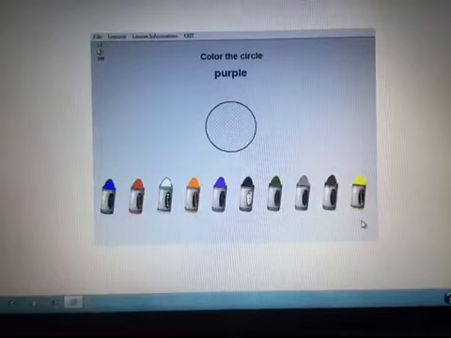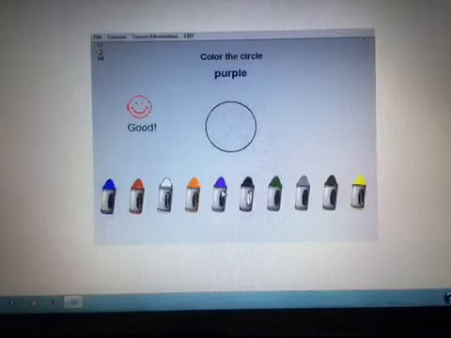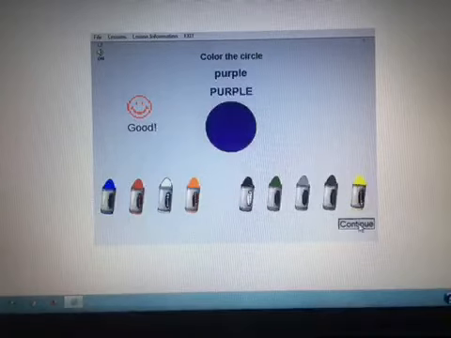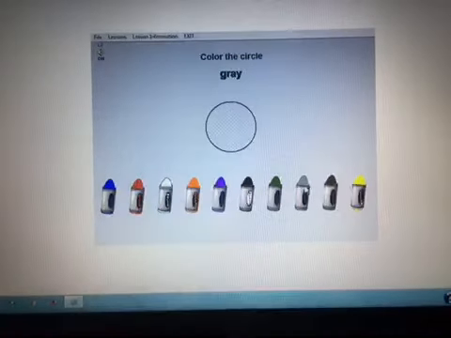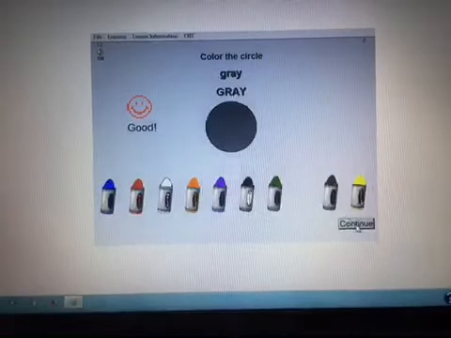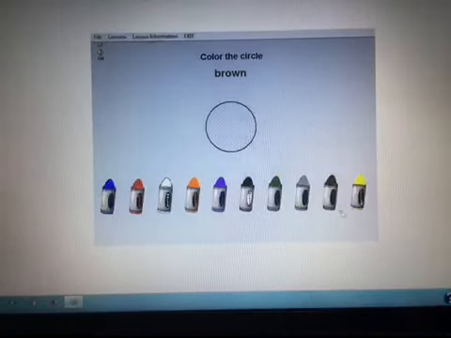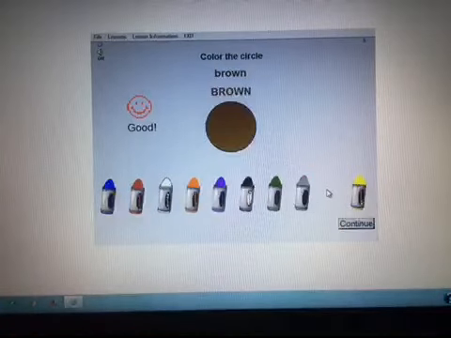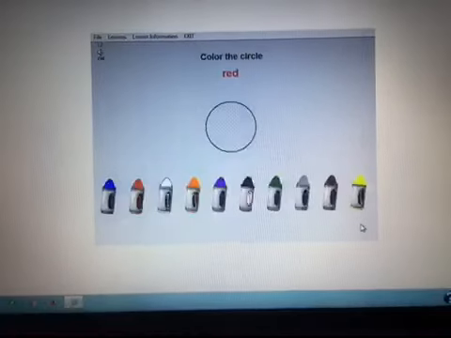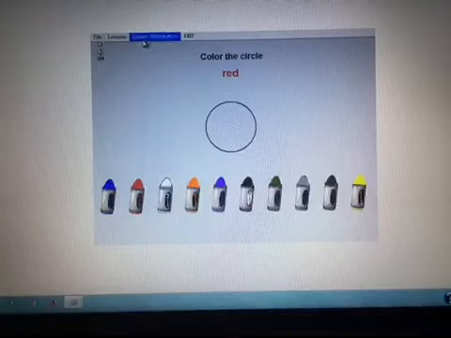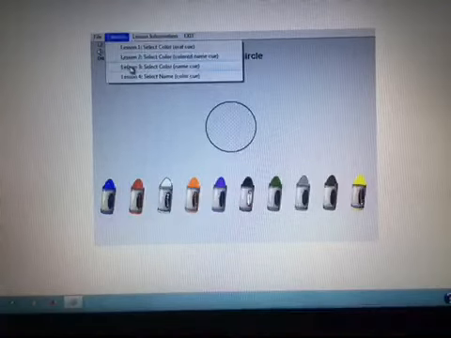Color the circle. Good, purple. Color the circle. Good, gray. Color the circle. Good, brown. Color the circle. So I believe we know now how this works. Let's go to lesson 3.